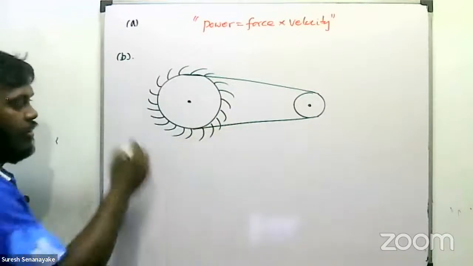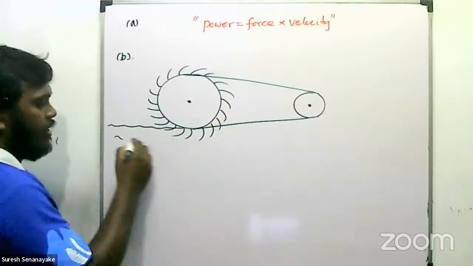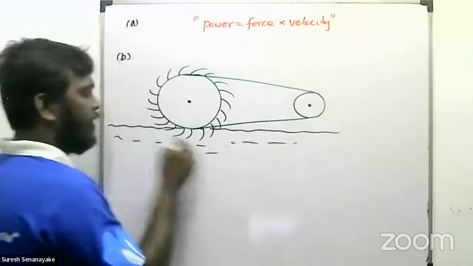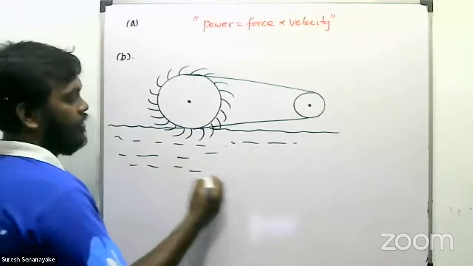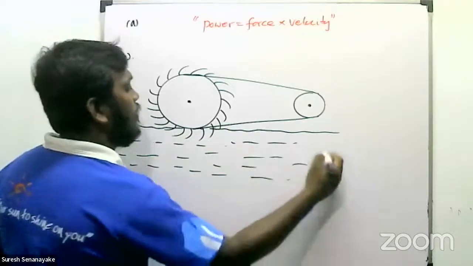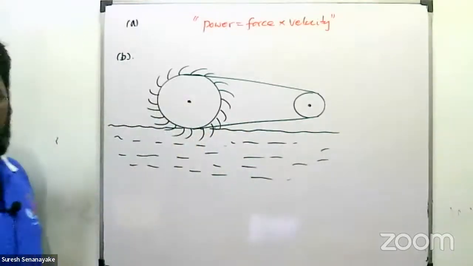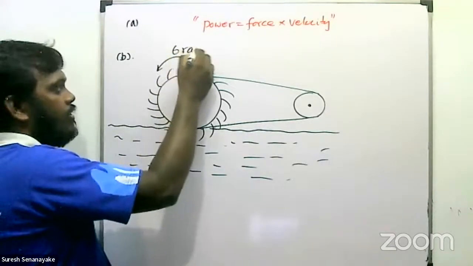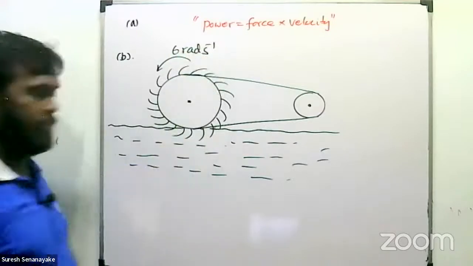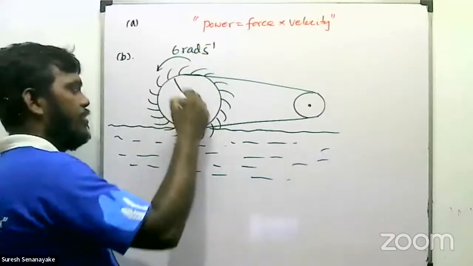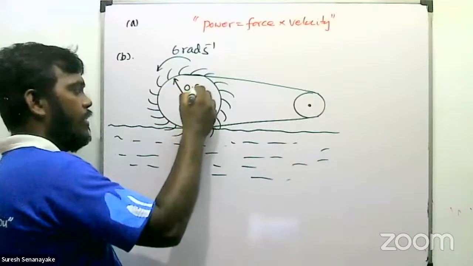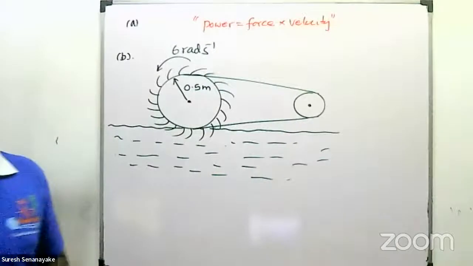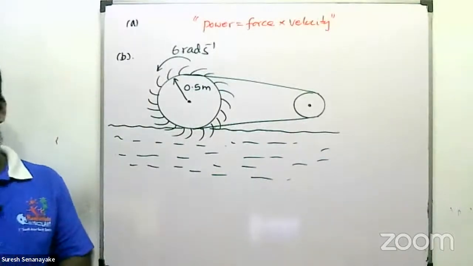A kind of wheel is there, and the canal has water. The water will hit it and the wheel will rotate. It's rotating with the angular velocity 6 radians per second. The radius is given as 0.5 meter. So it is connected to this generator by a string. Clear?